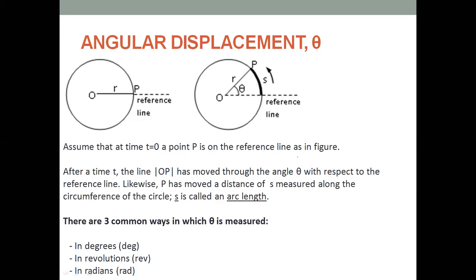So how can we measure the angular displacement? There are 3 ways to measure. The first one is in degrees. Remember, we learned about it. One complete turn is 360 degrees, right? We are going to call that 1 revolution and 2 pi radian. So there are 3 ways to measure theta: degrees, revolutions, and radians.